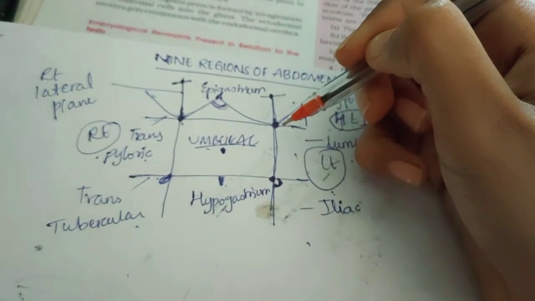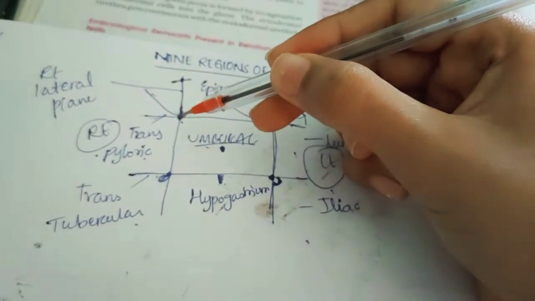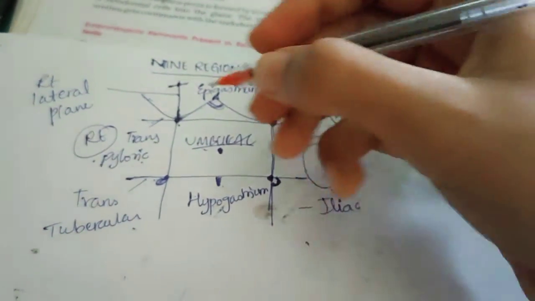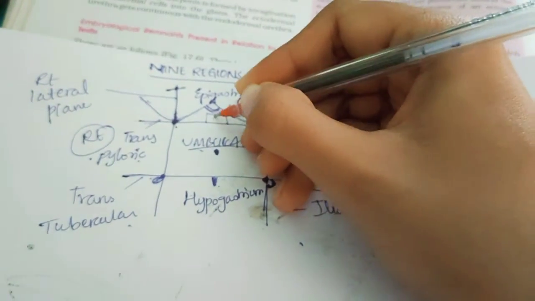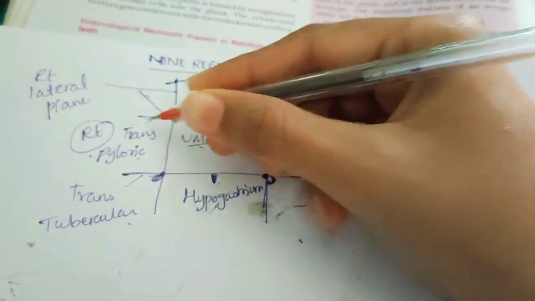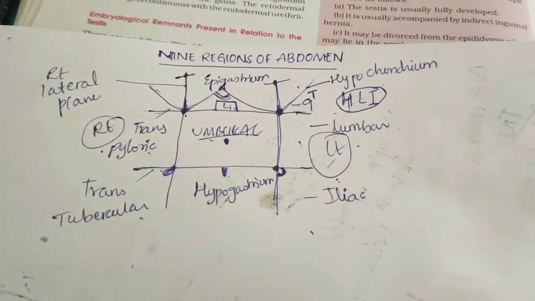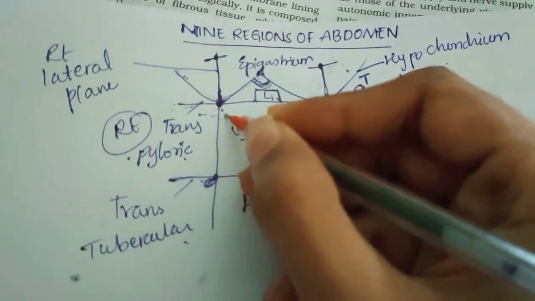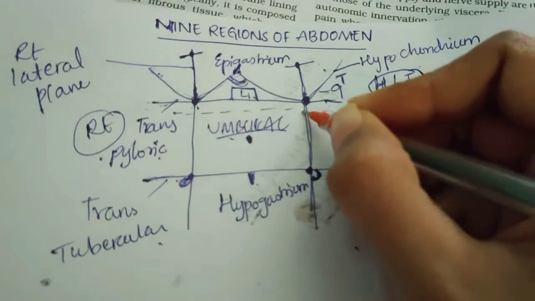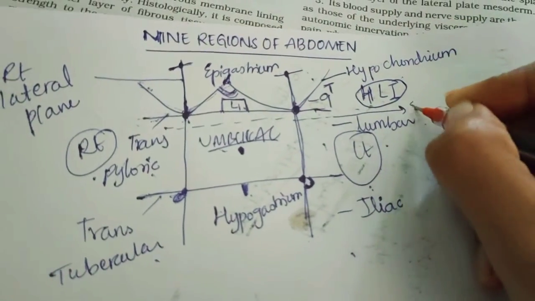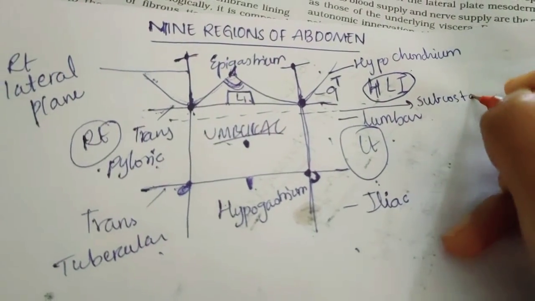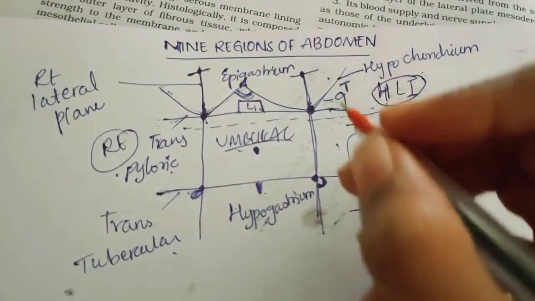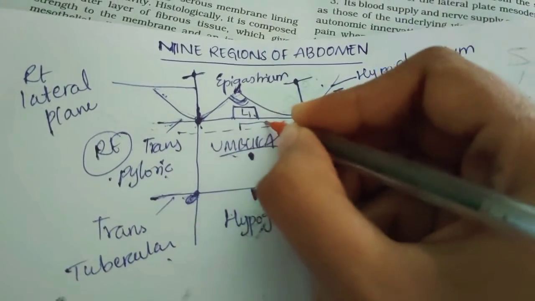Anteriorly it passes through the tips of the ninth costal cartilage, and posteriorly through the level of the L1 vertebra near its lower border. So here lies the L1 vertebra, and especially by its lower border this transpyloric plane passes. Sometimes, below this transpyloric plane, I'm drawing a dotted line, this is called the subcostal plane. It lies at the 10th costal cartilage, and it is passing near the upper border of L3.